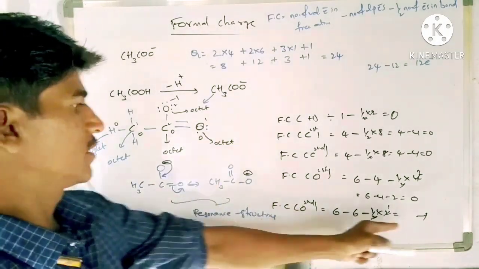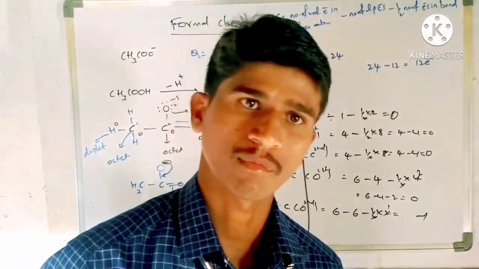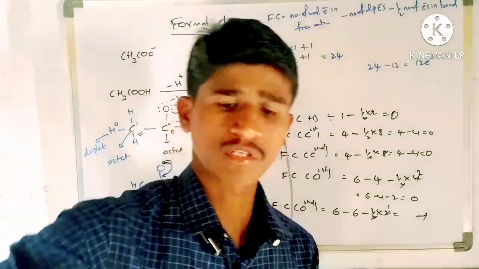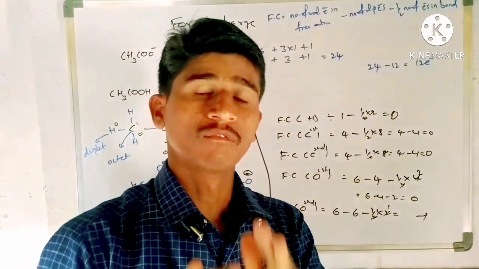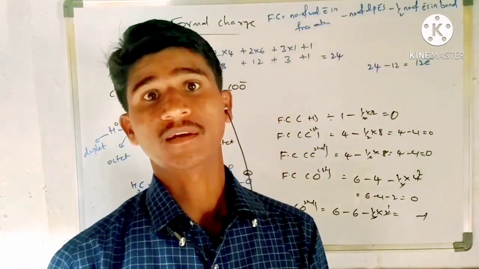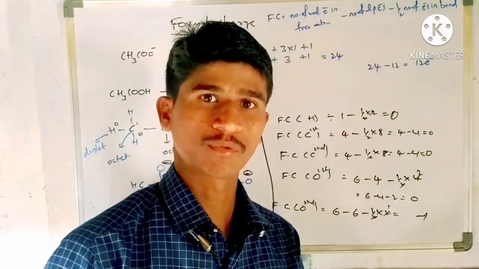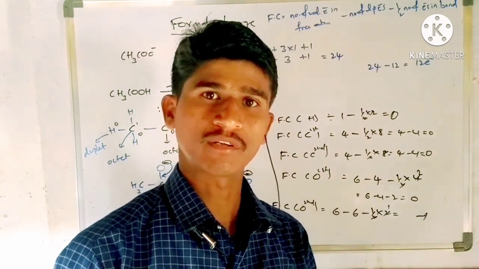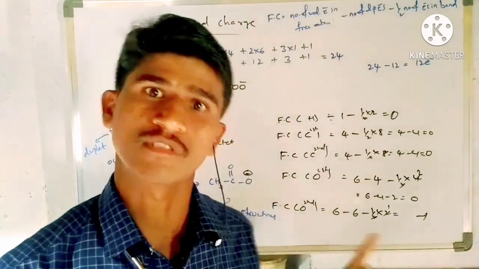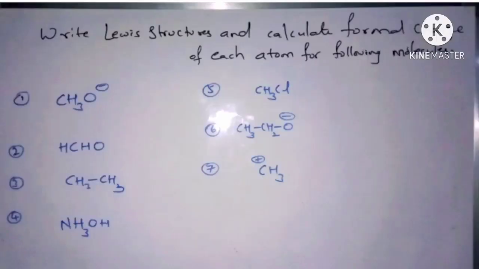So this ion has a negative charge. Here we got the negative charge. This is the formal charge calculation. Formal charge is most important when you are studying the reaction mechanism. In the reaction mechanism, we are going to explain the inductive effect, mesomeric effect, resonance, all these things. For resonance, this is important. Based on the above concept, write Lewis structures and calculate the formal charge of each and every atom for the following molecules.